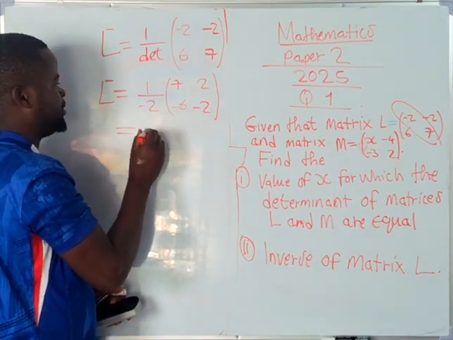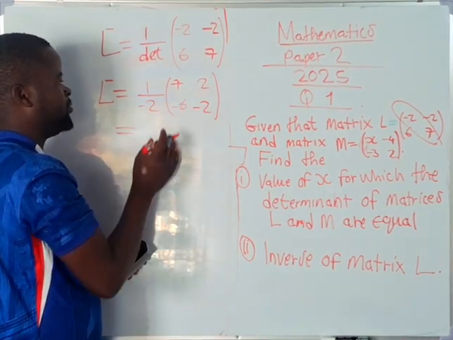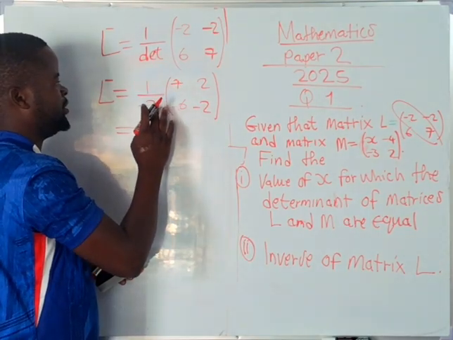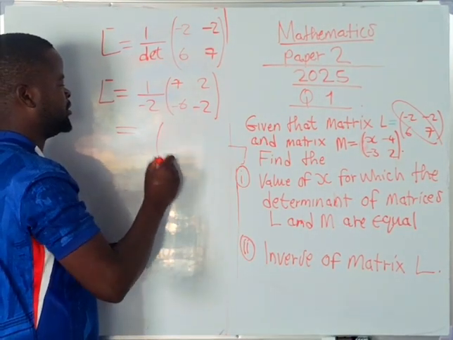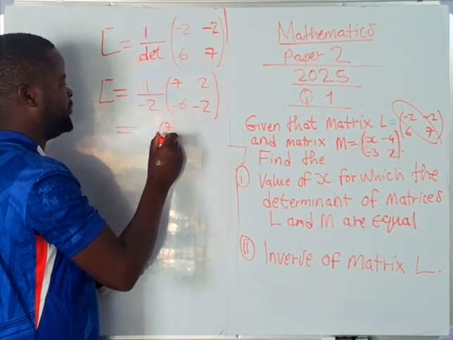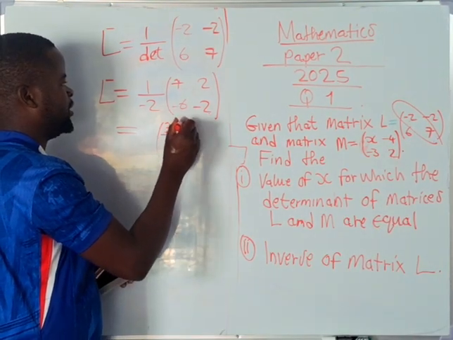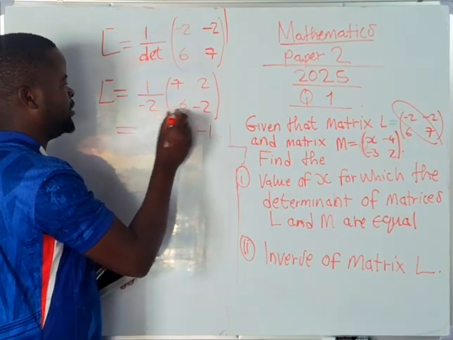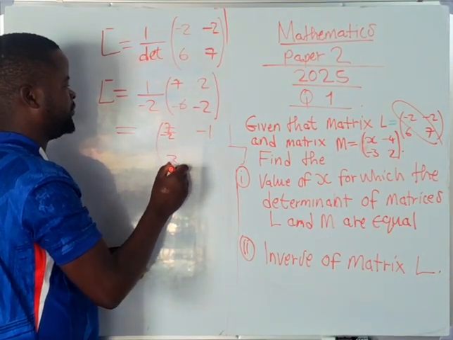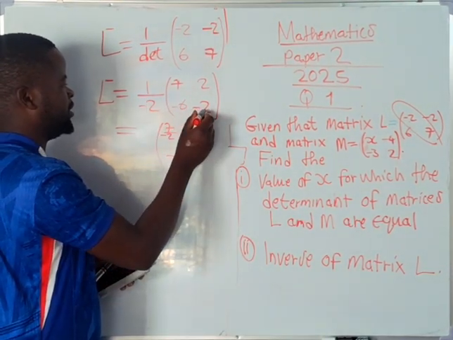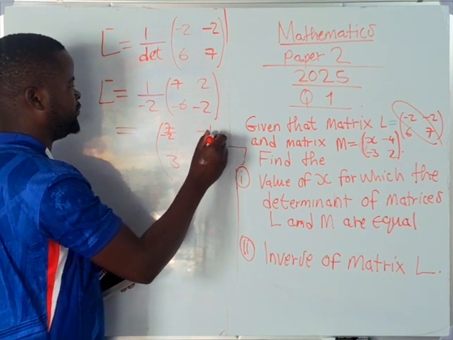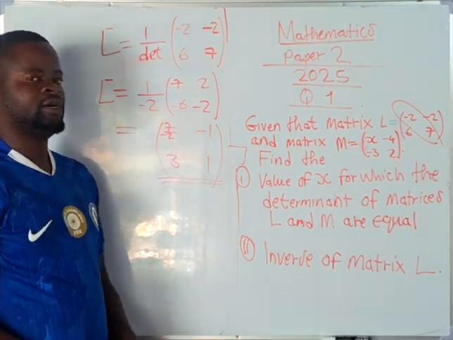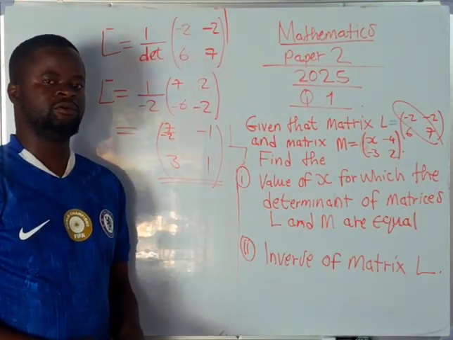Some teachers recommend ending here, while others would say multiply the determinant throughout the elements. So this can be 7 over -2, -6 over -2 gives a negative 1... this gives us a positive 3, and 1 over 2 times -2 gives a positive 1. This is the final answer of the inverse matrix of L.